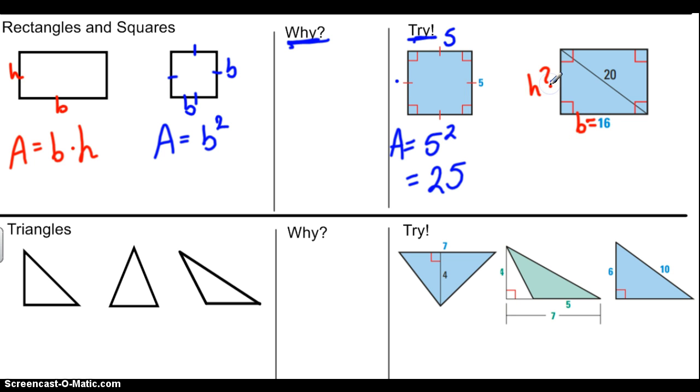We're not sure. Well, luckily they give us that this diagonal here is 20, and this is a right angle, a right triangle. What do we know we can do with right triangles? Pythagorean theorem. So let's set it up to find the height. We'll have height squared plus 16 squared equals 20 squared. Since we don't have too much room here, let's work it out on the next page.